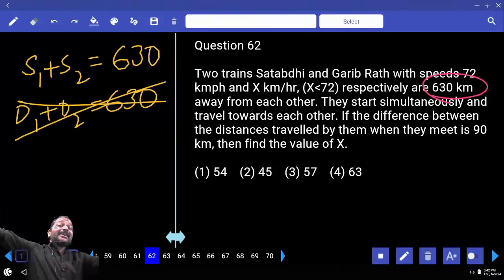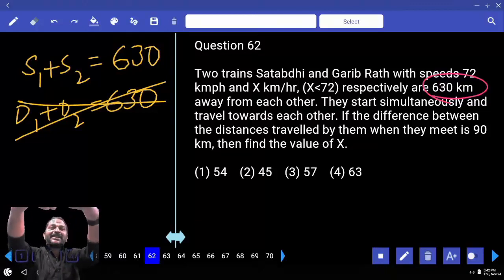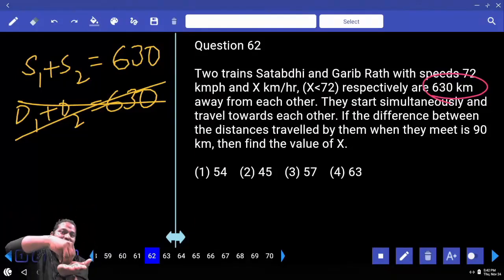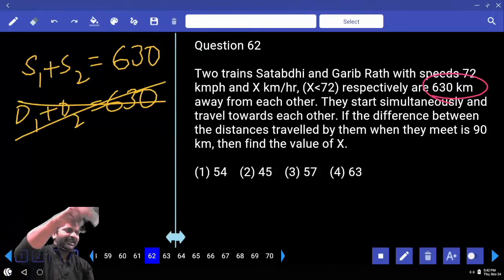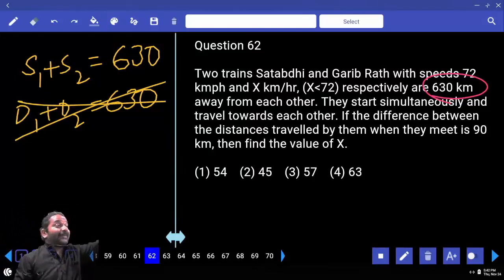They both started from two different places at the same time, right? And both are traveling in opposite directions and meet at a particular time, right? So the time that it takes for the first train to reach the meeting point, or the time that it takes for the second train to reach the meeting point, is the same. If the time is the same, can we say distance is directly proportional to speed?